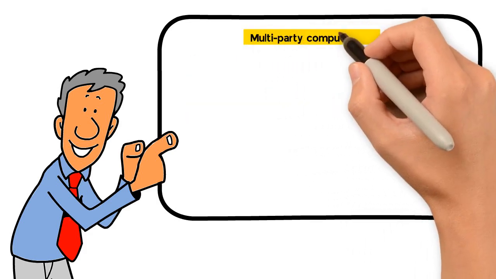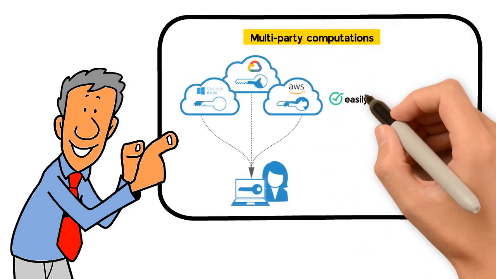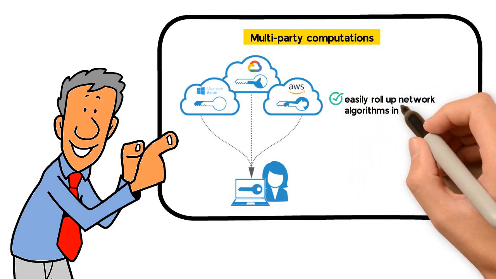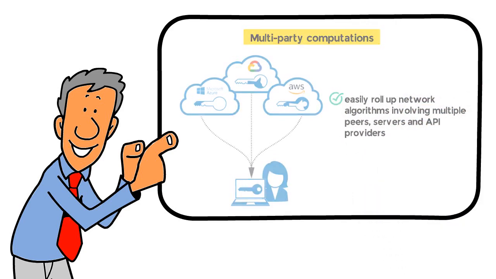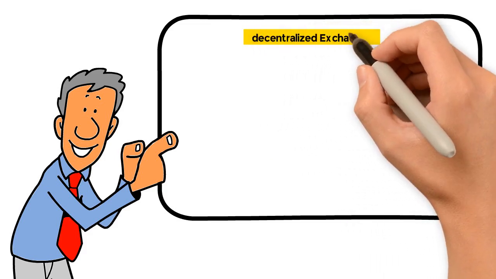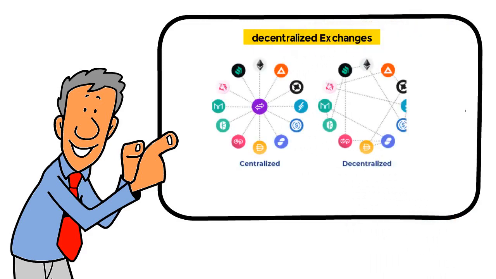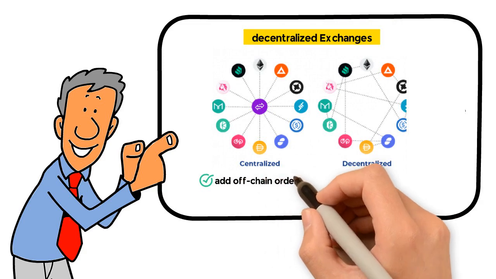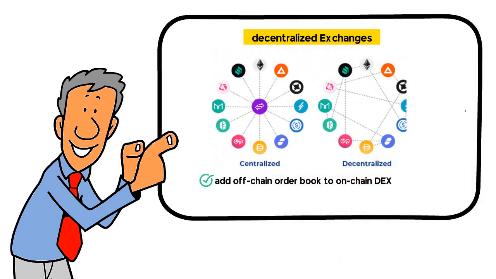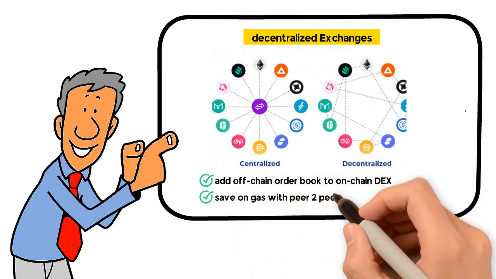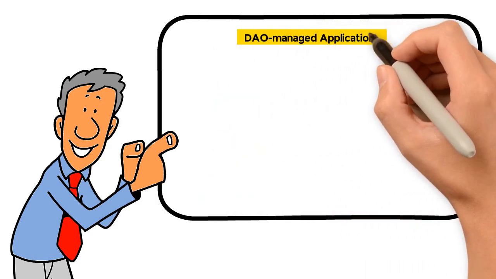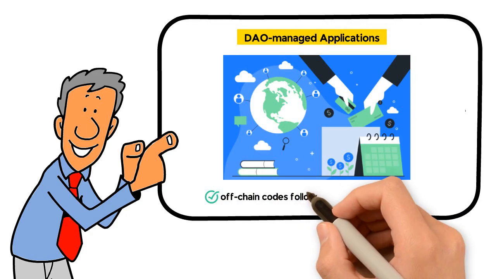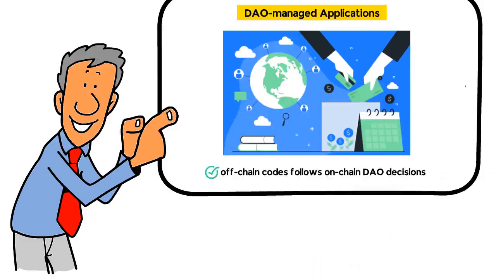2. For multi-party computations, Fluence helps you easily roll out network algorithms involving multiple peers, servers, and API providers. 3. For decentralized exchanges, Fluence helps you to add an off-chain order book to on-chain debt and save on gas with peer-to-peer signature collection. 4. For DAO-managed applications, Fluence makes off-chain code follow on-chain DAO decisions.